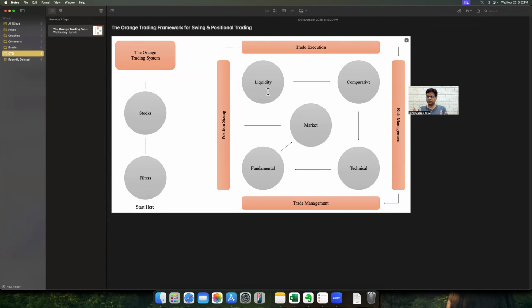So there are a lot of things that go into selecting a stock. Just because you see a cup with handle doesn't mean that you have to enter the stock. So you have to do these 5 kinds of analysis: liquidity, comparative, technical, fundamental, and market.